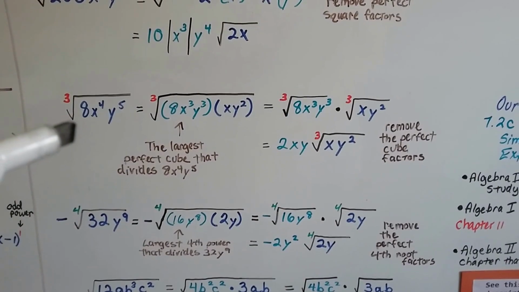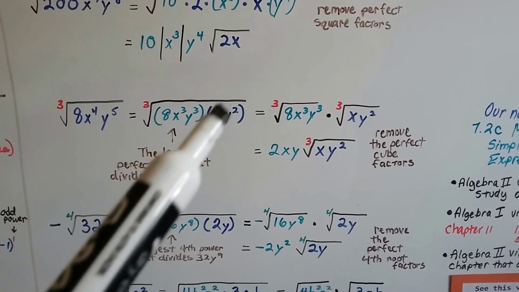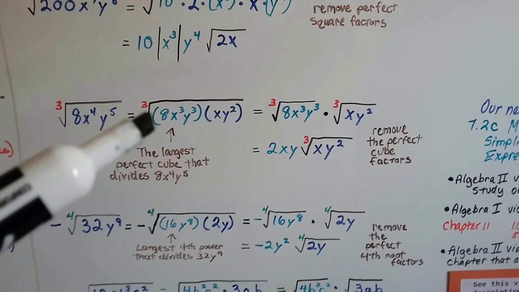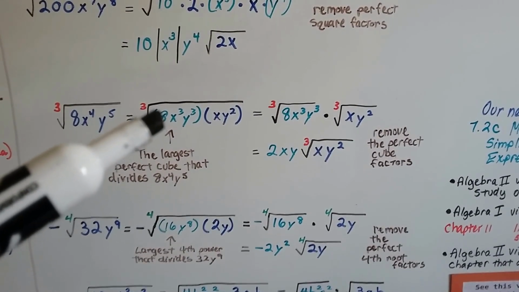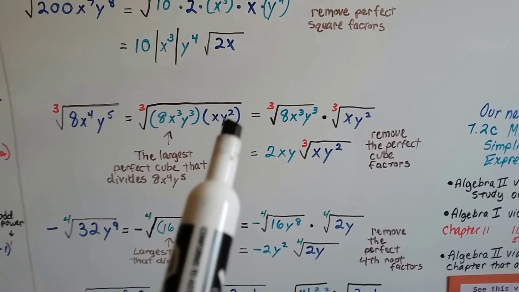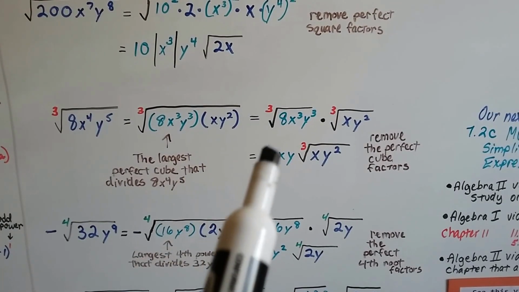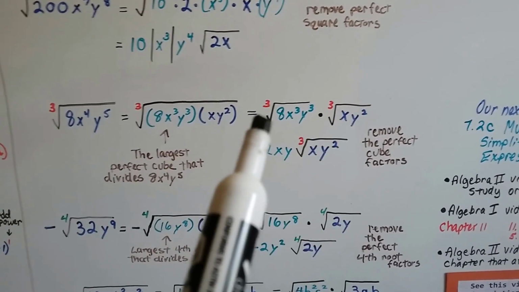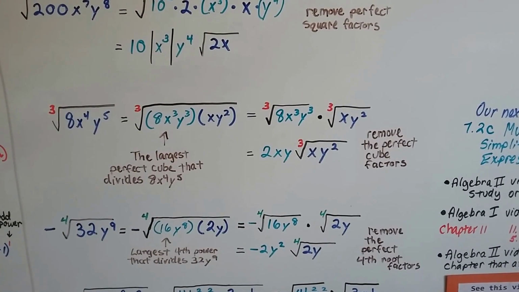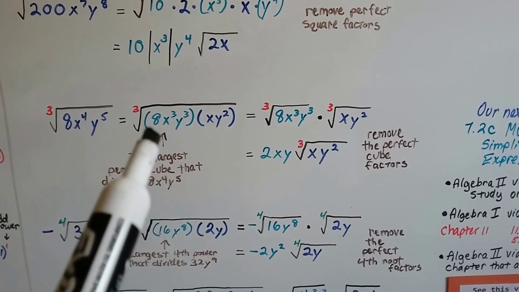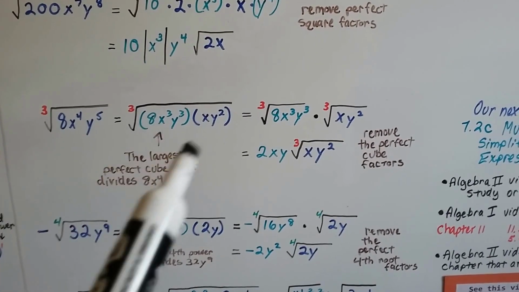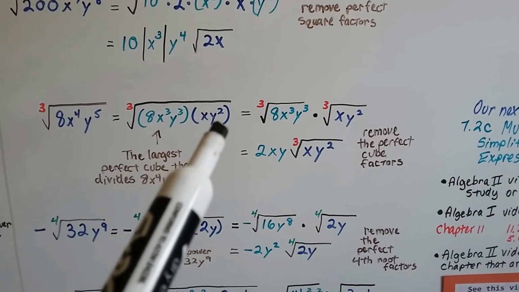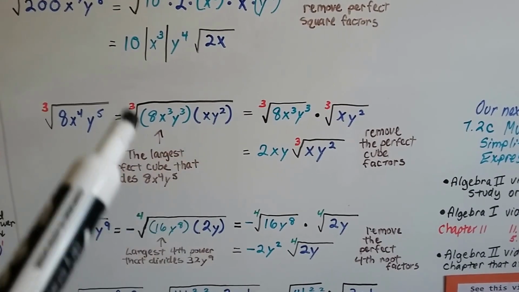We've got the cube root of 8x to the 4th y to the 5th. We can factor it. This is the largest perfect cube that divides 8x to the 4th y to the 5th. You can multiply it by xy to the 2nd. And when we split it apart into their own radical signs, it's going to look like this. And see, we have x to the 4th, so here's x to the 3rd, and here's that 4th x. We have y to the 5th, so we've got y to the 3rd, and here's 2 more, so that makes that y to the 5th. See how we did that?